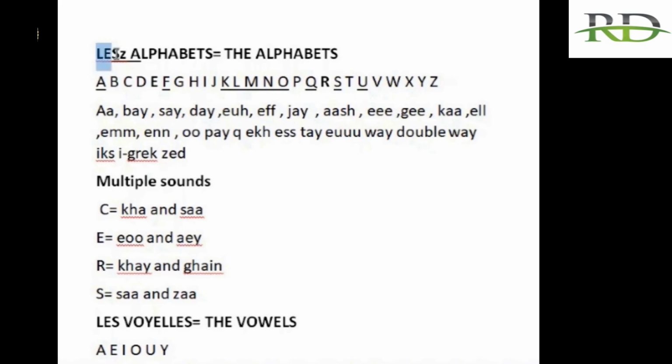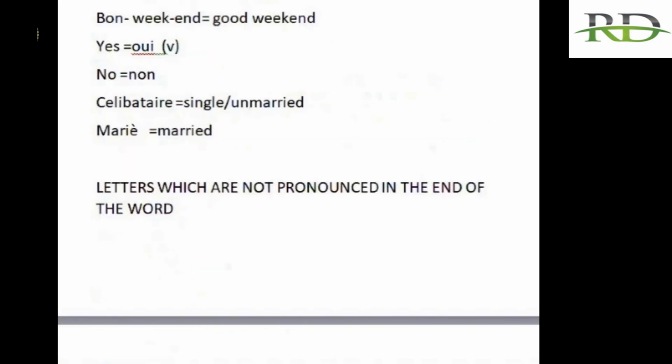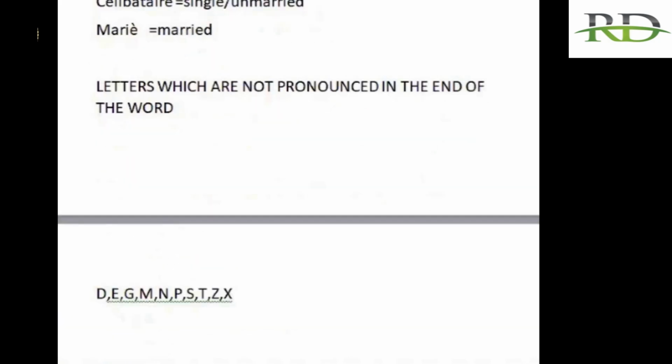Okay, les alphabets. Rule number one in French: the last letters are not pronounced. There are hardly any last letters which are pronounced. At the end of this document, I have given the list of the letters which are not pronounced in the end. So you can read it later.